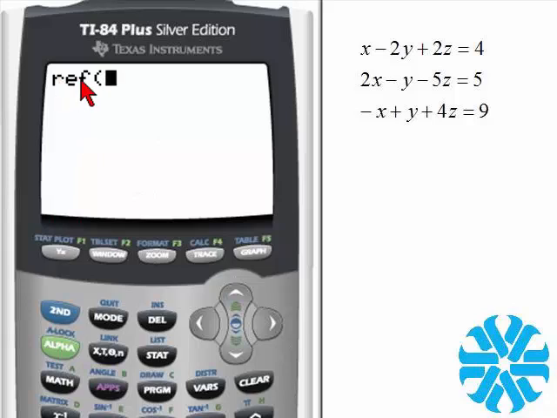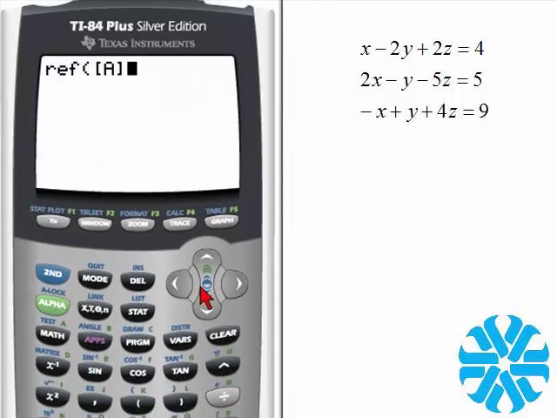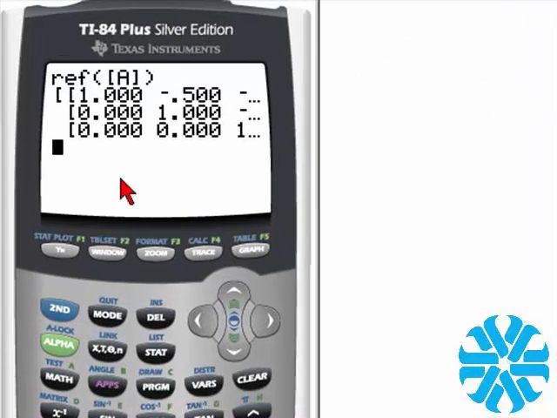Now we want reduced echelon form for what matrix? Well, we called it matrix A. So we go back into matrix, select this one, so enter, and then we close the parenthesis. Now let's select enter, and here's our matrix in reduced echelon form.